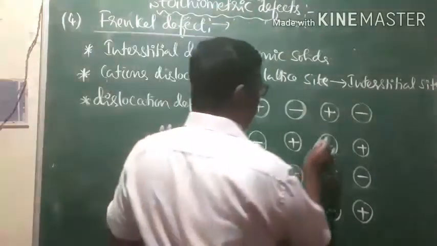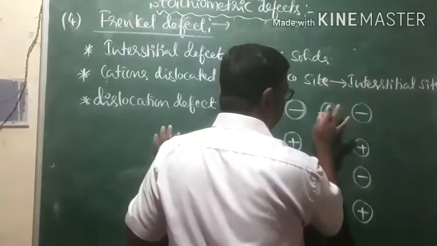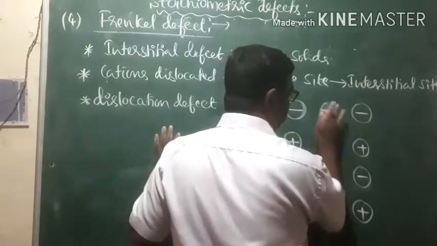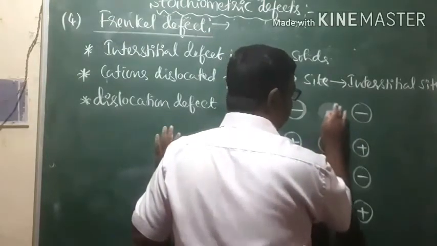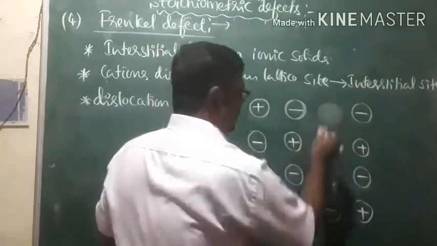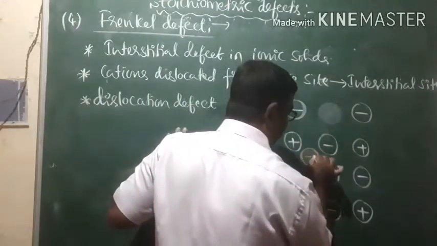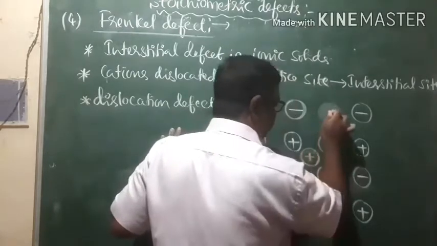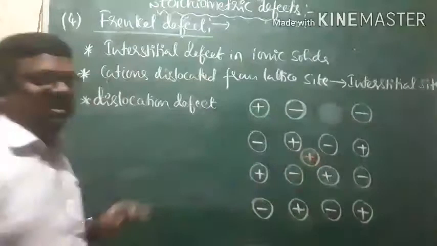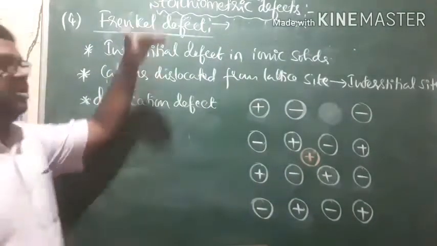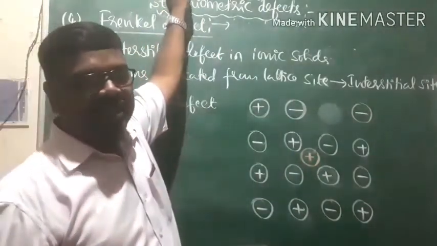And due to some reasons, if the cation is dislocated from its actual lattice site into the interstitial site, that results in what we call Frankel defect.